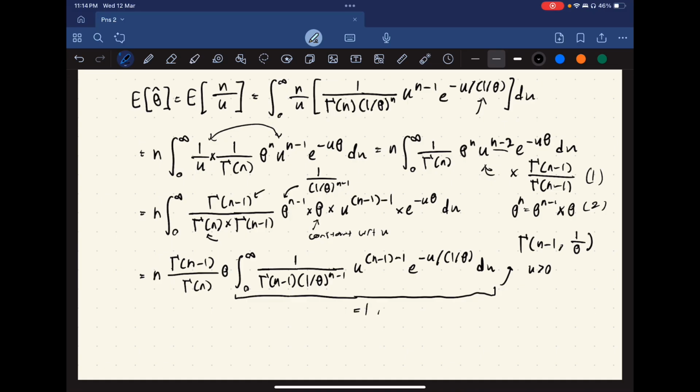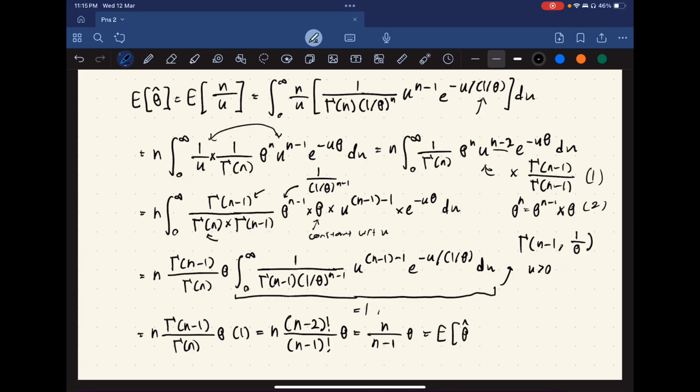So now we have n, gamma n minus 1 over gamma n, times theta, multiplied by 1. And this is simply n, times n minus 2 factorial over n minus 1 factorial, multiplied by theta. And this is just n over n minus 1 times theta. And this is our expectation that we wanted to find.